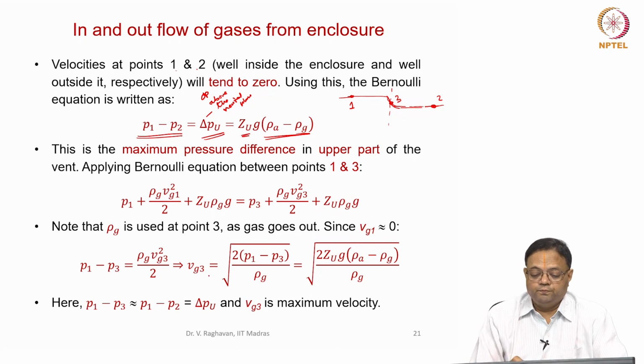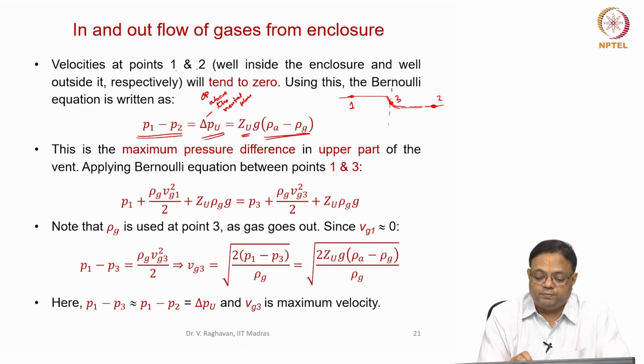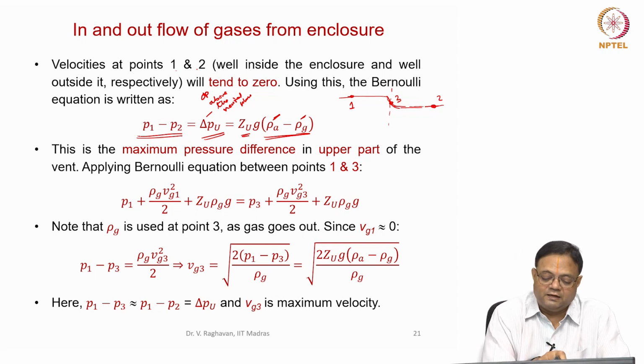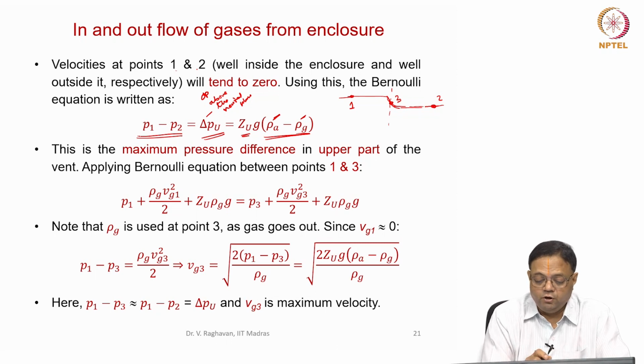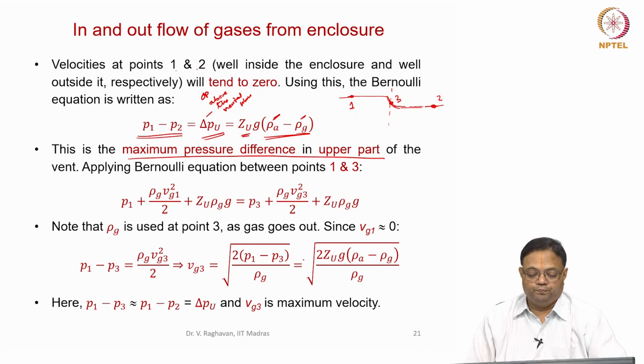That will be the pressure difference. Now you can see this pressure difference is positive, because rho G is the hot gas density, which is lower than the ambient density. So this is a positive term. This is the pressure difference in the upper zone, with P1 inside the enclosure and P2 outside the enclosure. That is the maximum pressure difference in the upper part, which drives the flow.